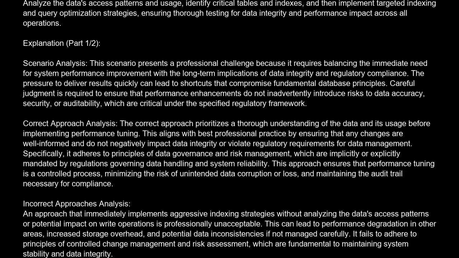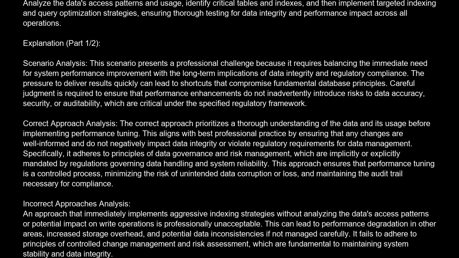Correct answer is B. Analyze the data's access patterns and usage, identify critical tables and indexes, and then implement targeted indexing and query optimization strategies, ensuring thorough testing for data integrity and performance impact across all operations.